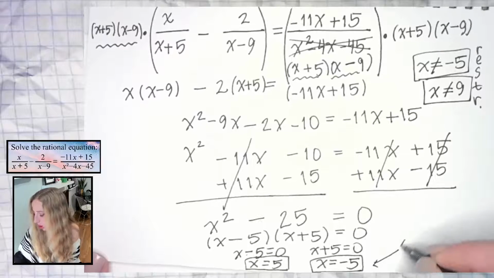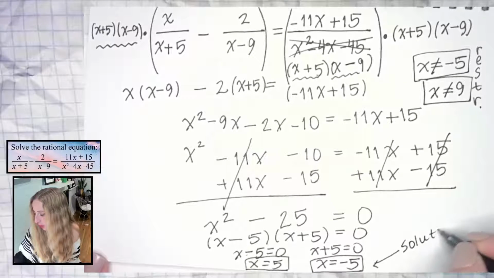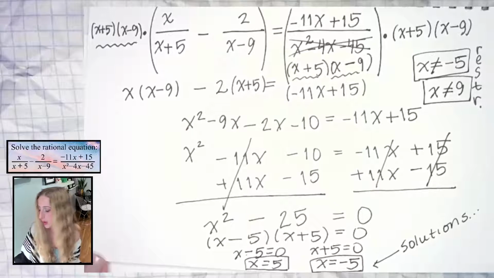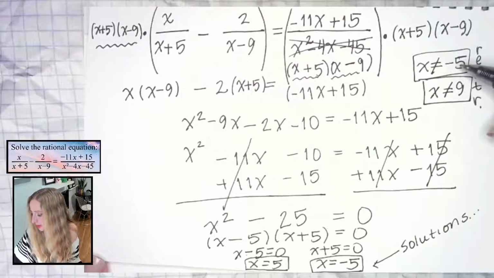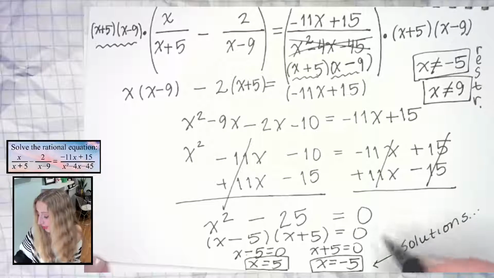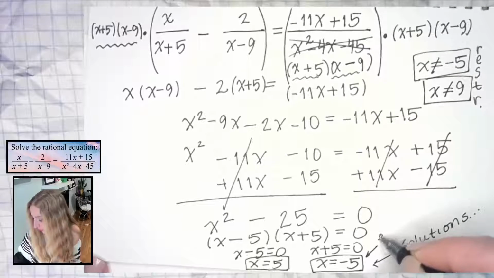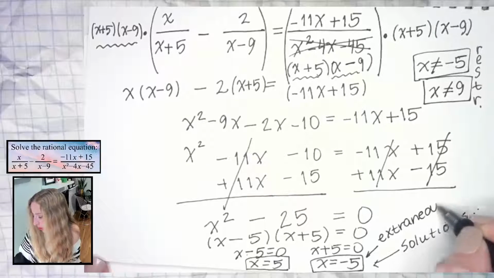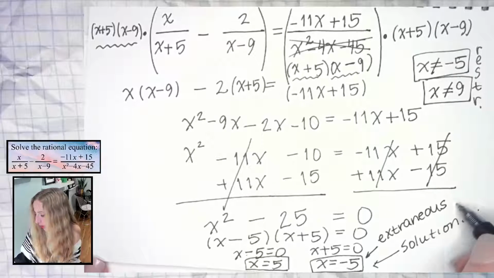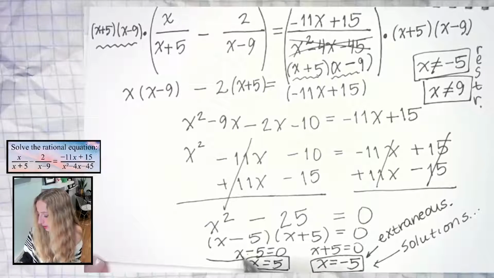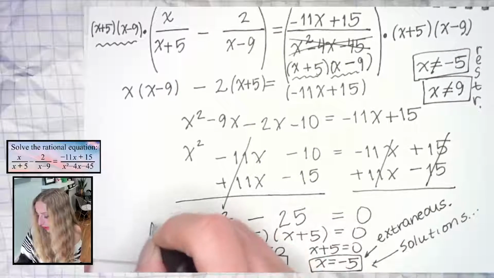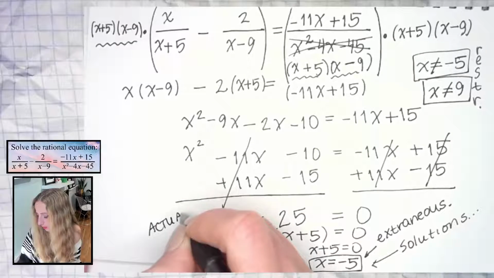These are solutions algebraically, but we need to eliminate. So because x can't equal negative 5, and I did get that, this one is an extraneous solution. It's an extra one. Doesn't work, disqualified. And this one right over here is the actual final answer.